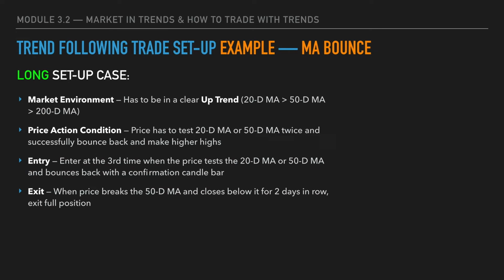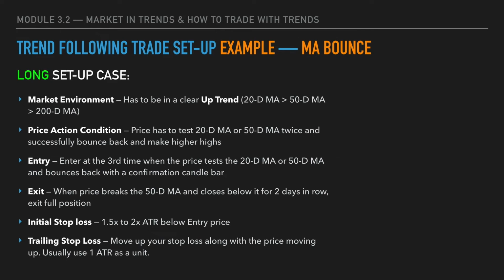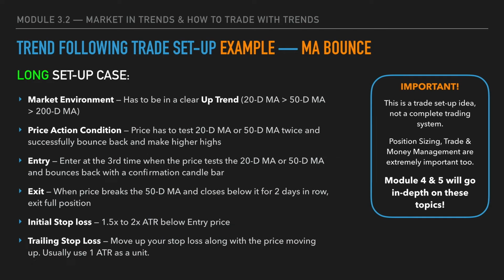When to get out of the trade? When the price breaks the 50-day moving average and closes below it for 2 days in a row, then you get out of your full position. Your initial stop loss should always be 1.5 to 2 times your average true range below your entry price. In all trend following systems, you should always use a trailing stop loss to maximize the profitability of the trend. One thing to notice is that this is a trade setup idea, not a complete trading system.